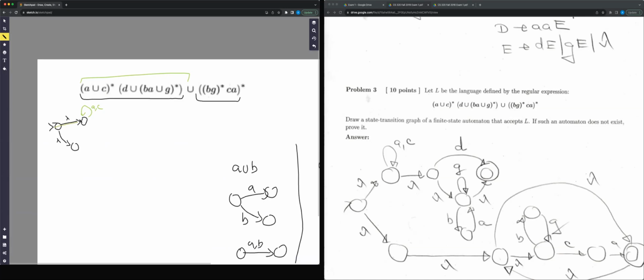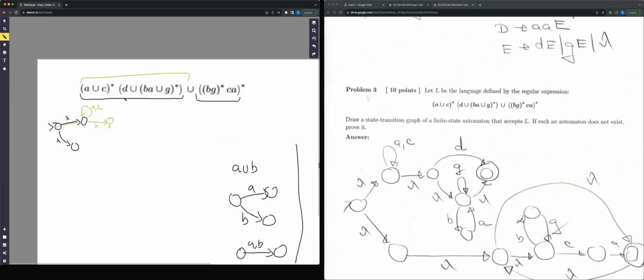So I pick the top path and then I do this loop as many times as I want. Regardless of how many times I do it, I will end up back at this state, and then I'm going to continue forward, which is writing this part here. So let's call this lambda. I get to this state after I finish doing the A or C stars. Notice if I wanted 0 A's or C's, I could literally just skip the loop and go straight to the state. Lambda transitions. But if I'm at this state here, I've made it this far into my regular expression.